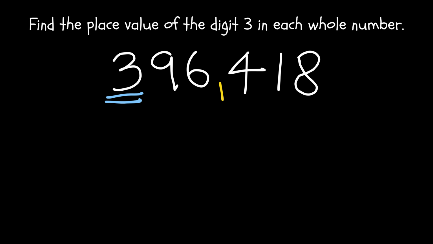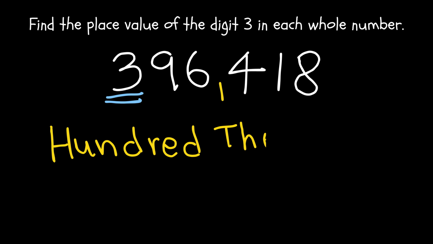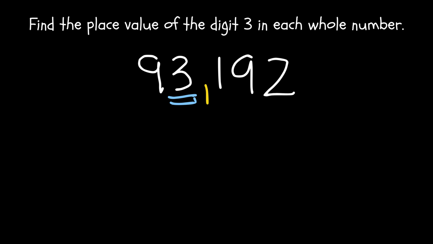Now, let's find the place value of the digit 3. Let's start from 8. Let's go from right to left. I always go from right to left. So let's start from 8. The 8 is under the ones. The 1 is under the tens. 4 hundreds. 6 thousands. The 9 is under the 10,000s place value. And the digit 3 is under the 100,000s place value. So the place value of the digit 3 is 100,000s.